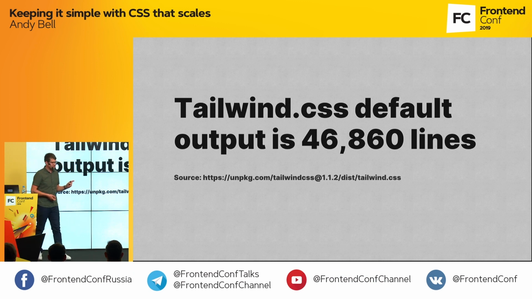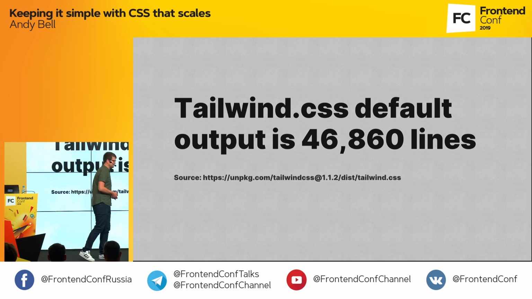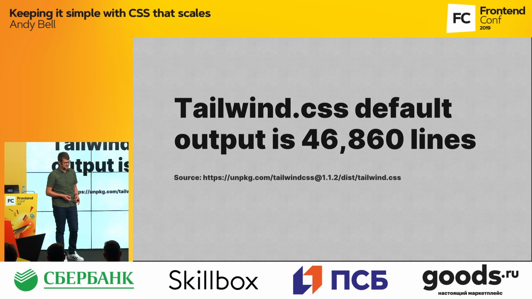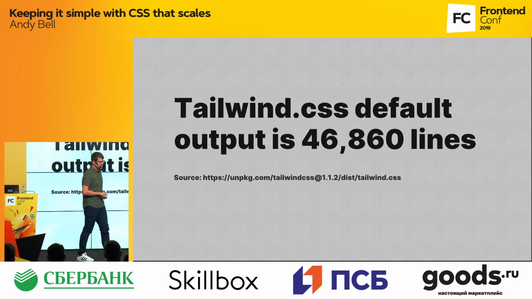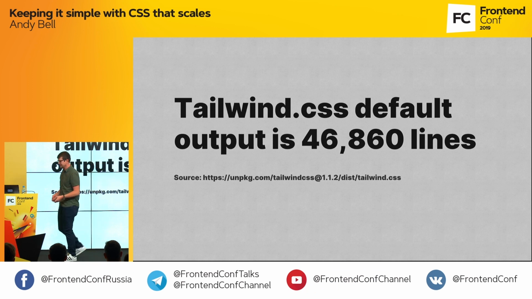The only problem is that when you use the default distribution build of Tailwind CSS, it generates 46,860 lines of CSS, which makes me hyperventilate a little bit when I think about it, because that's an incredibly large amount of CSS. For when you import it on your style sheet, nothing will change on you until you start applying the utility classes.